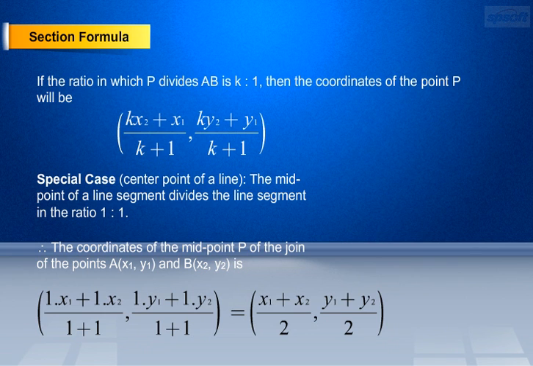Let's learn about points of trisection. If a point P divides AB internally in the ratio 1:2, and point Q divides AB internally in the ratio 2:1, then P and Q are called points of trisection. A point of trisection equally divides a line into 3 equal parts.